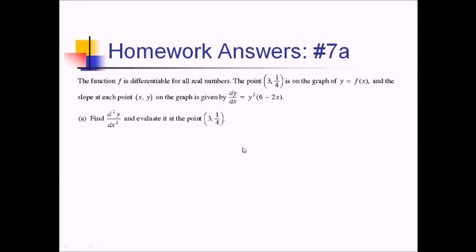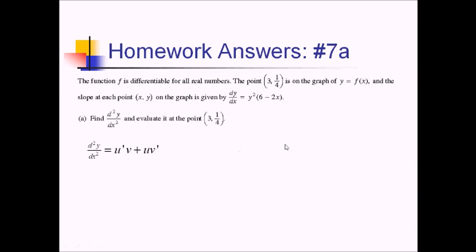For this problem, we have this differentiable f function with the point (3, 1/4) on it, and a slope given by this differential equation here. First part of the problem, they want the second derivative, and then they want to evaluate that at the point (3, 1/4). So to find our second derivative, we have to take the derivative of dy over dx, and for that we're going to need the product rule, u prime v plus u v prime.